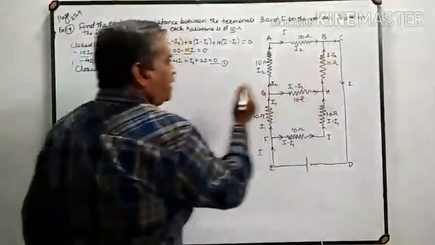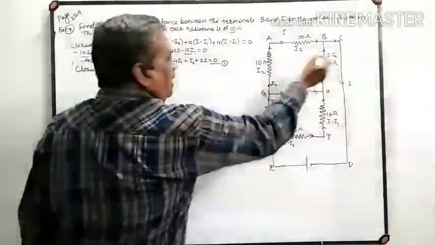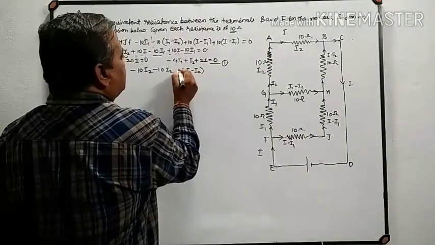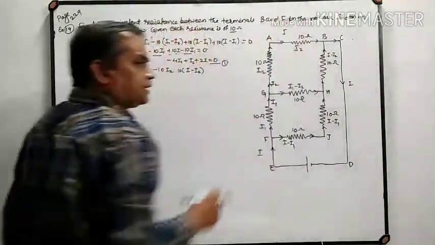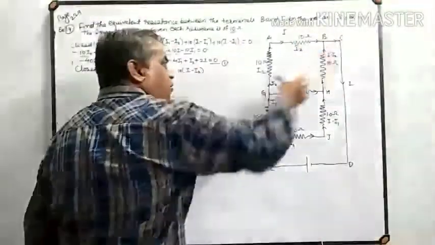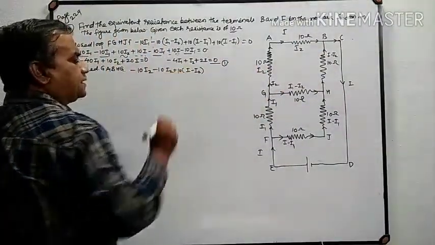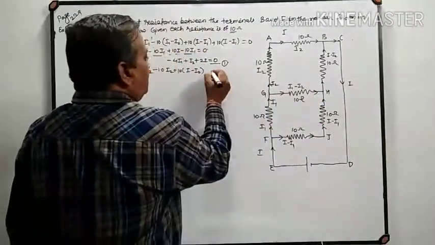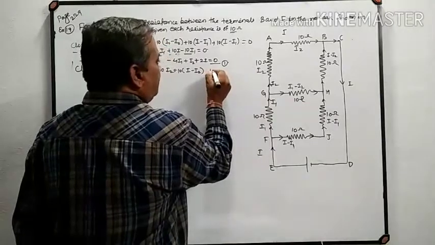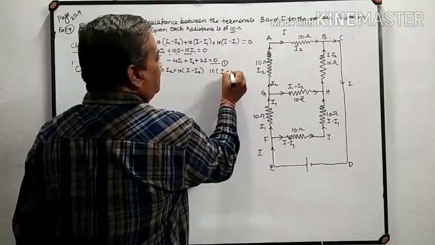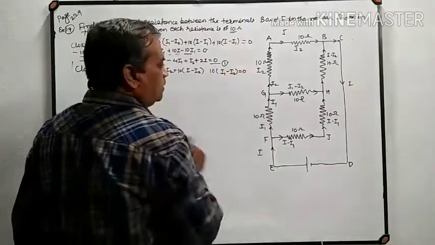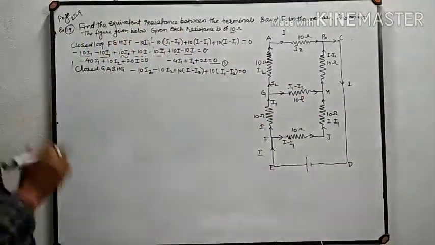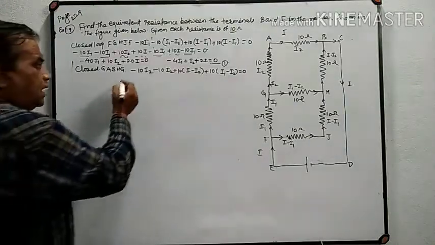Then move from B to H. Current is I minus I2 and resistance is 10. Conventional current is flowing opposite to the direction in which we are tracing the circuit. So it is taken with what? Plus sign. Then move from H to G. Resistance is 10. Current is I1 minus I2 and that is equal to 0. Because current is flowing in opposite direction, therefore that product is taken with what? Plus sign. Now simplify this.